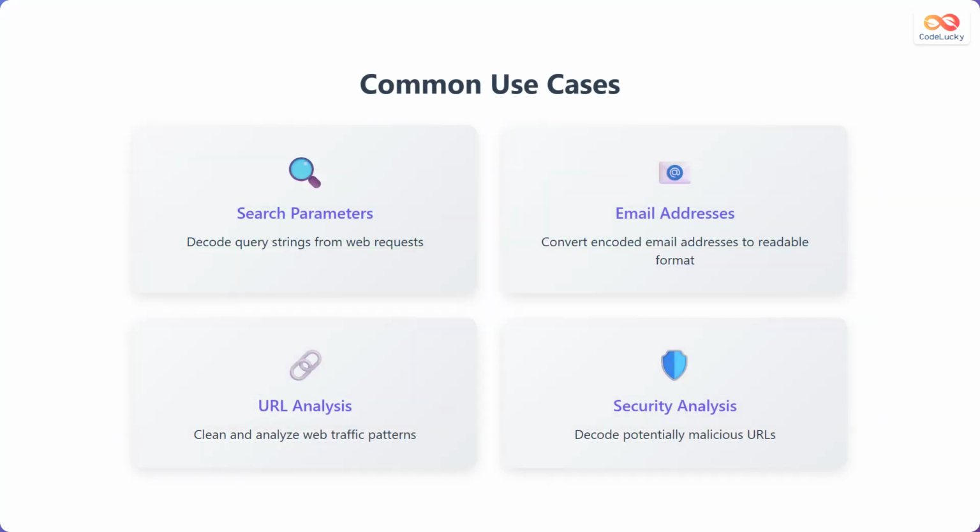The URL-decode command has several important applications. First, decoding search parameters from web requests to understand what users are searching for. Second, converting encoded email addresses back to readable format for contact analysis. Third, cleaning and analyzing URL patterns in web traffic data. Finally, security analysis where you need to decode potentially malicious URLs to understand their true destination and intent.